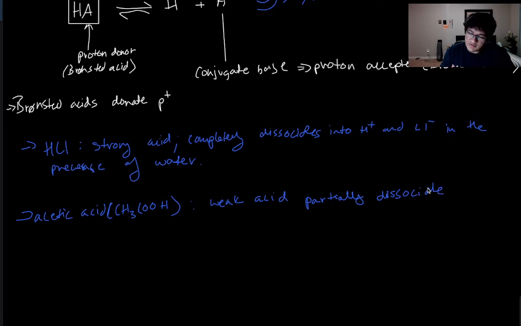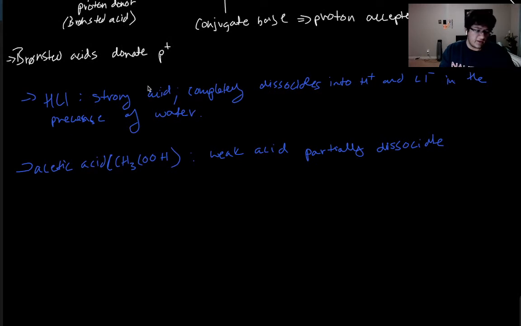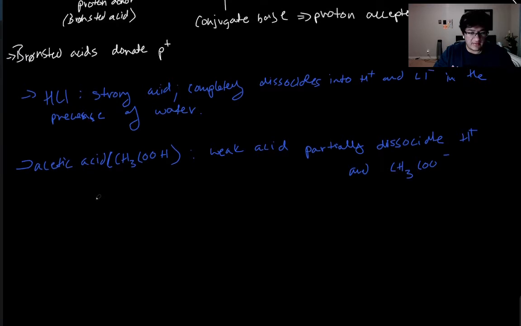It always only partially dissociates, which means that for the equation I've written up here, we see that all of the HA goes to H plus and A minus. But oftentimes, there will still remain a small part that is HA if HA is a weak acid. So a weak acid partially dissociates into nothing but H plus and CH3COO minus.